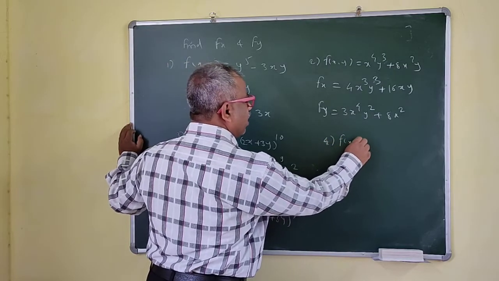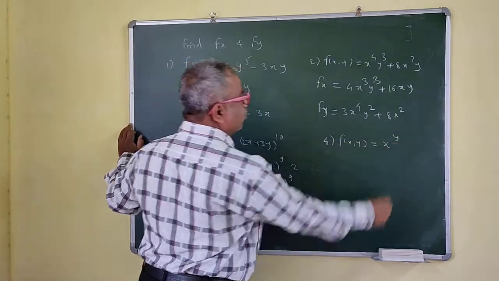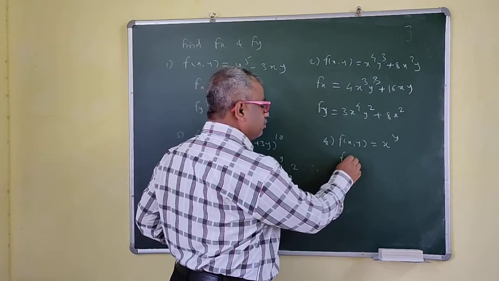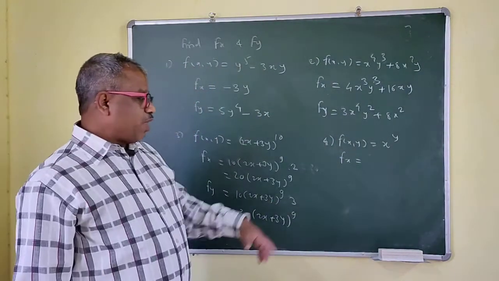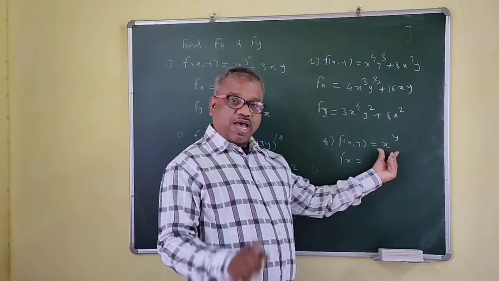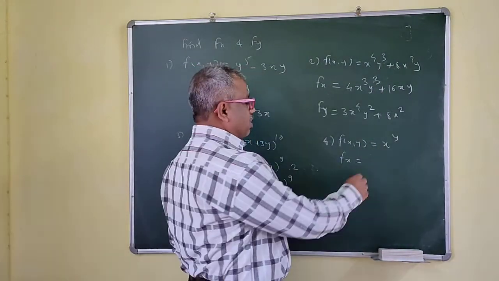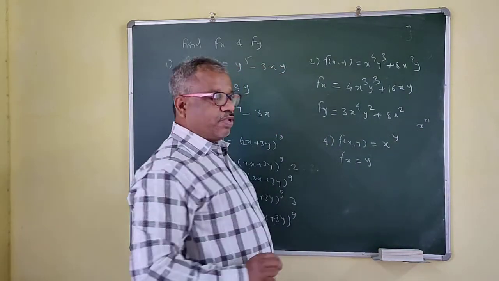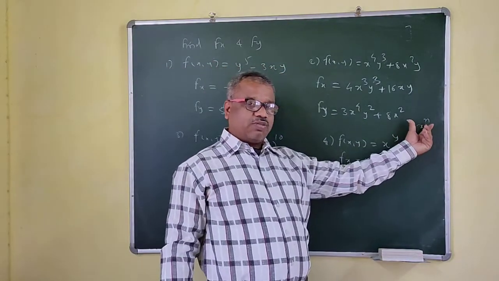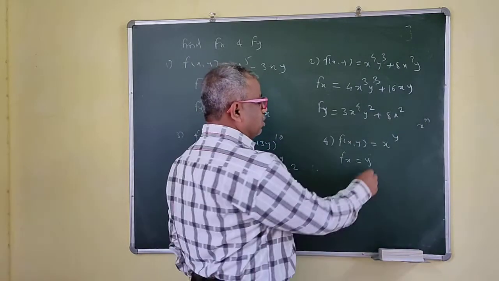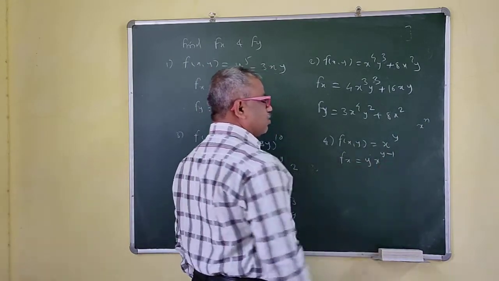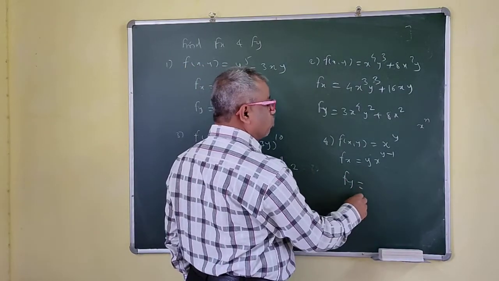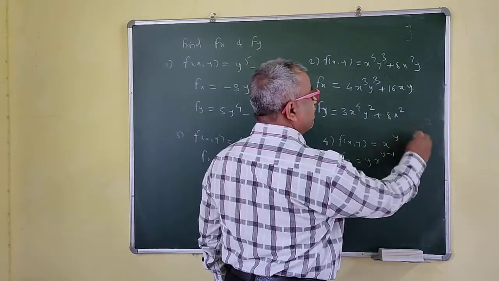Suppose f of xy is equal to x to the power y now. So fx. We are differentiating with respect to x now. Your y is constant, that means your power is constant. So it is just like x to the power n, and you know that the derivative of x to the power n is n into x to the power n minus 1. So same thing here: y times x to the power y minus 1. Now we have to differentiate with respect to y, that means x is constant.